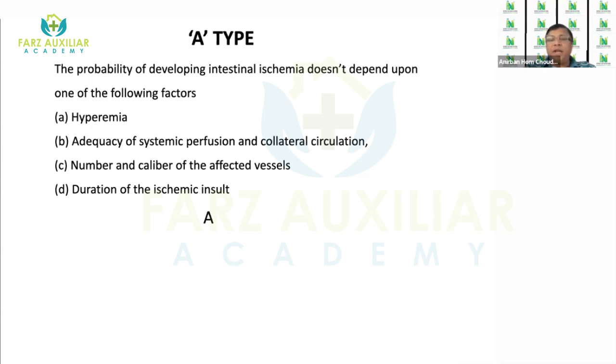So very clearly, such questions are easy to answer because you can eliminate easily by exclusion. You know that adequacy of systemic perfusion and collateral circulation is very important. The number and caliber of the affected vessels is important, because the more the number and the greater the caliber of the affected vessels, the more are the chances of intestinal ischemia, and so is the duration of ischemic insult. So hyperemia or an increased perfusion for any reason doesn't look like a factor which can cause intestinal ischemia, and therefore the correct answer is A.